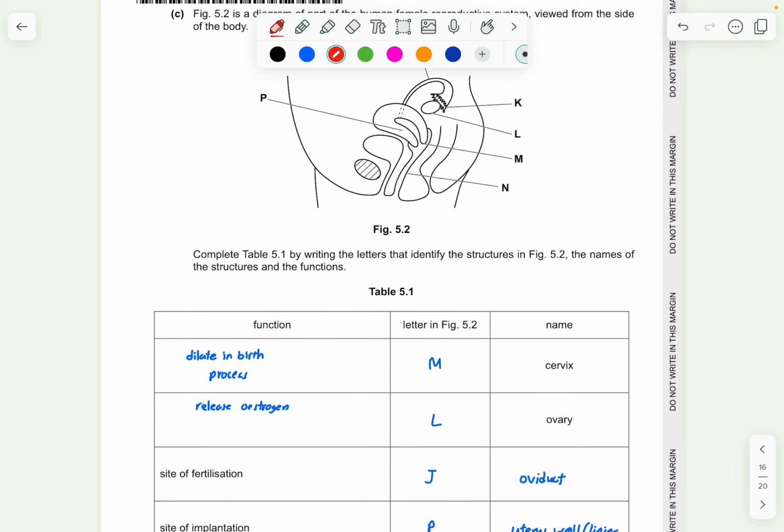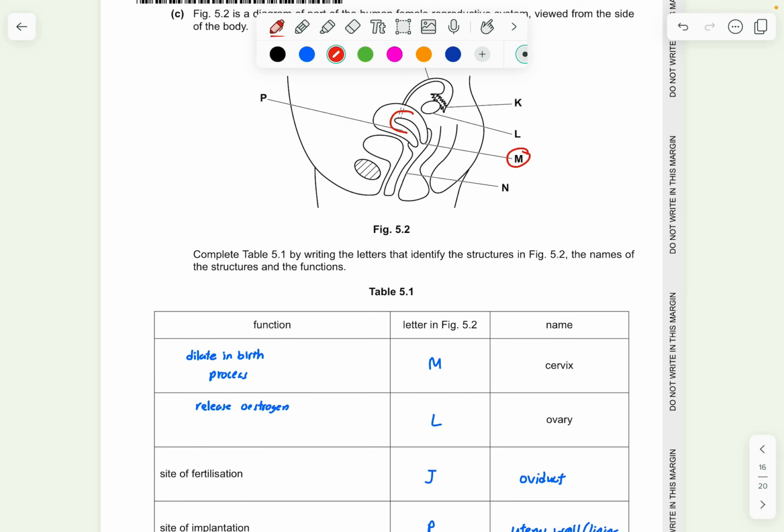The cervix is located, it's like a C shape, you can see. So this is M. What happens there is that it dilates during the birth process to allow the fetus to come out from the mother's reproductive system. And then the next one is the ovary.